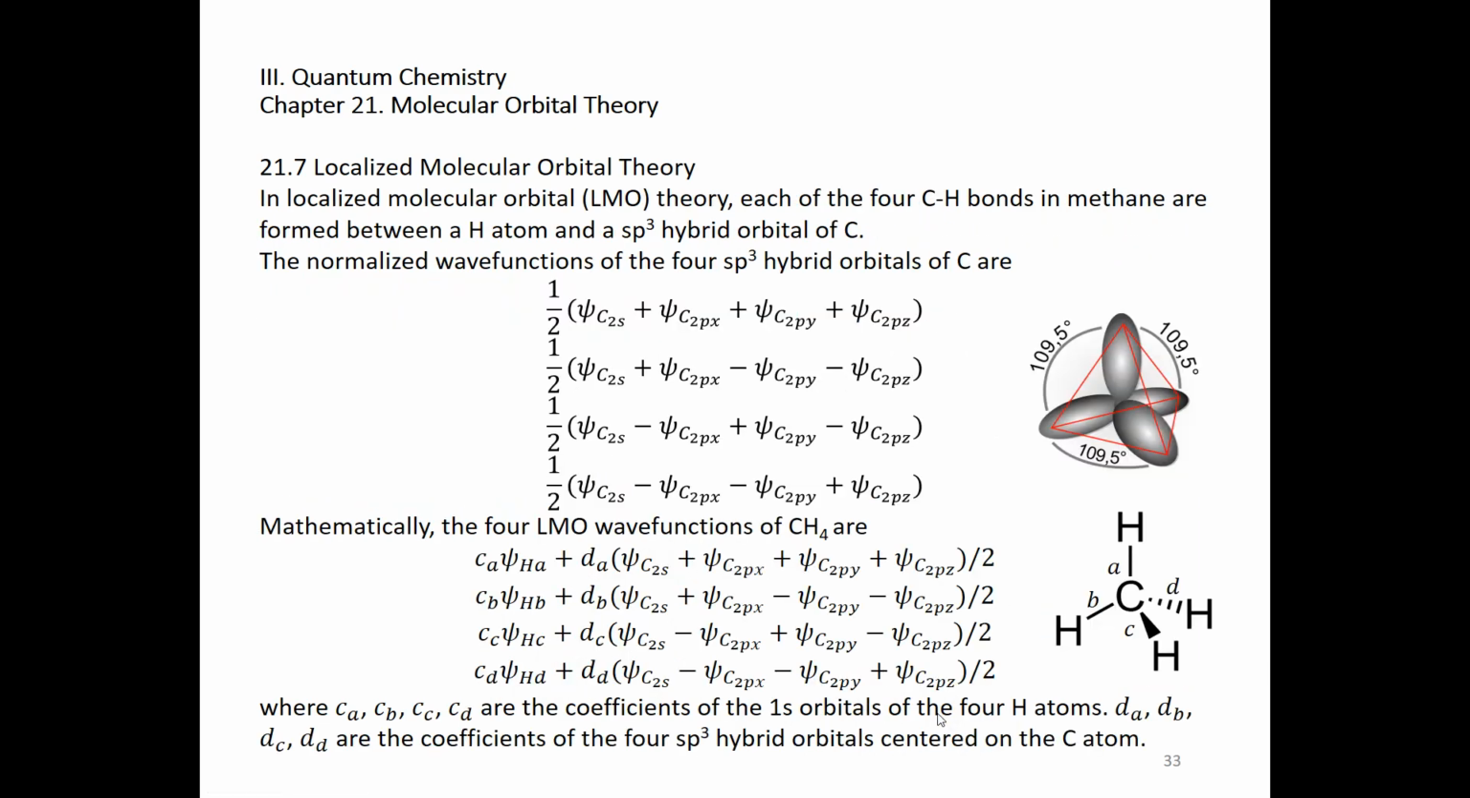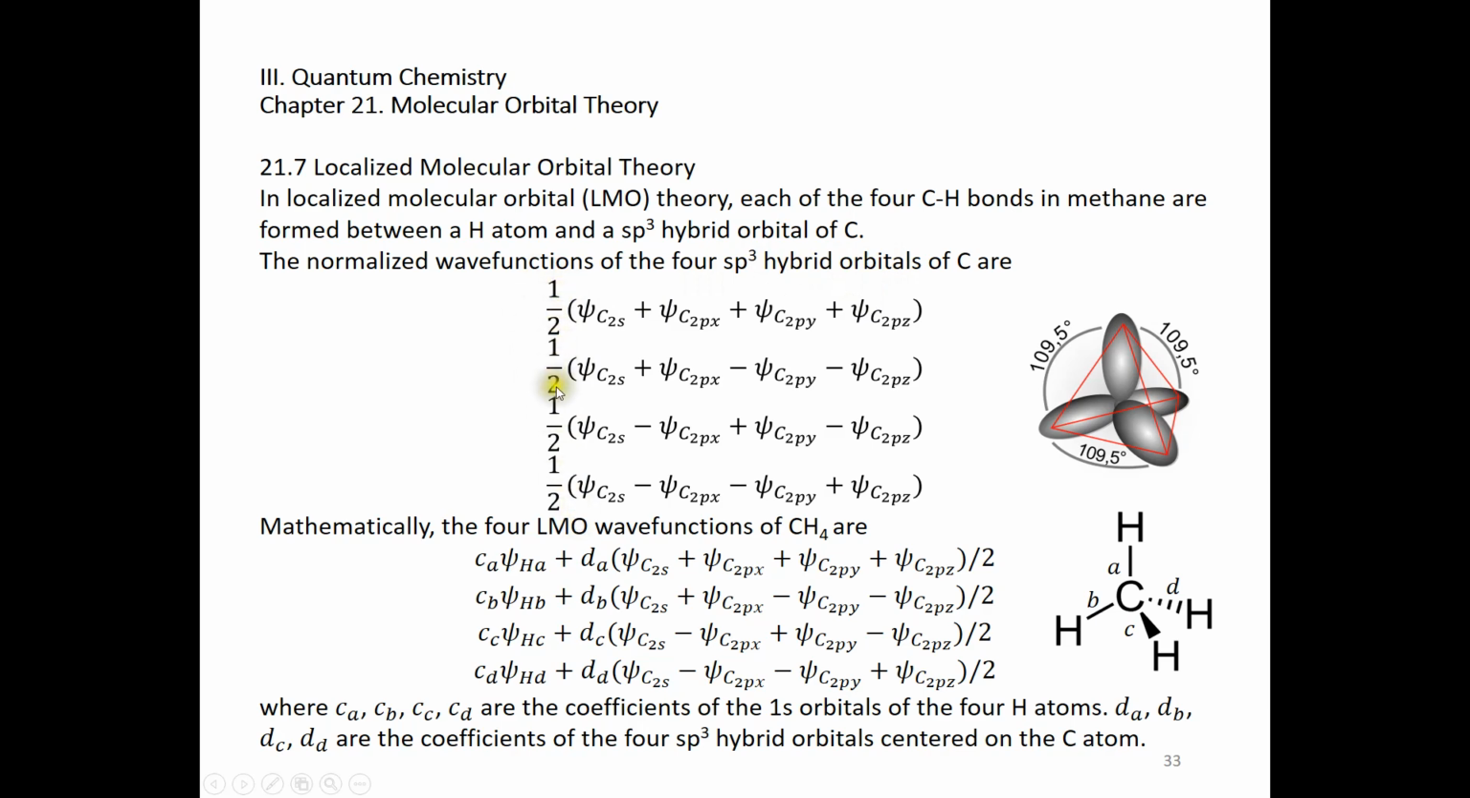In localized molecular orbital theory, each of the four carbon-hydrogen bonds in methane, CH4, is formed between a hydrogen atom and an sp3 hybrid orbital of carbon. So first, let's look at the sp3 hybrid orbitals. Over here, we can use the 2s orbital, 2px orbital, 2py orbital, and 2pz orbital to make four sp3 hybrid orbitals. And those are normalized.